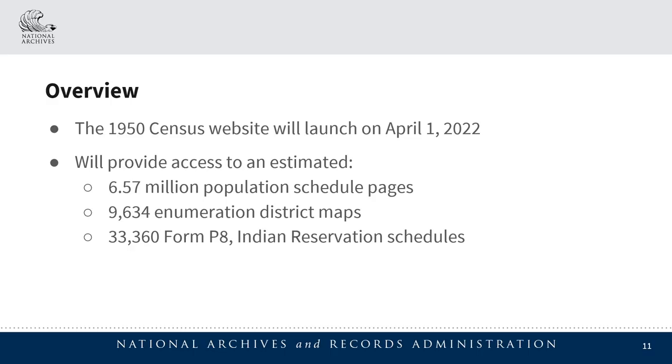As some of you may know, the 1950 Census website will launch on April 1st, 2022. Through the website, visitors will be able to access more than 6 million population schedule pages, an estimated 9,634 enumeration district maps, and an estimated 33,360 Form P8 Indian reservation schedules.